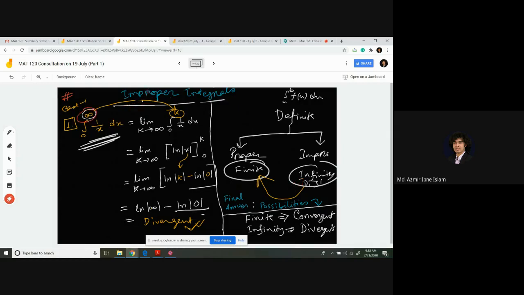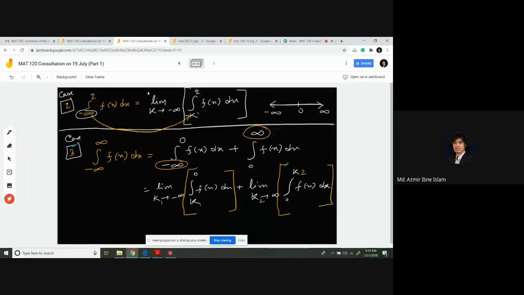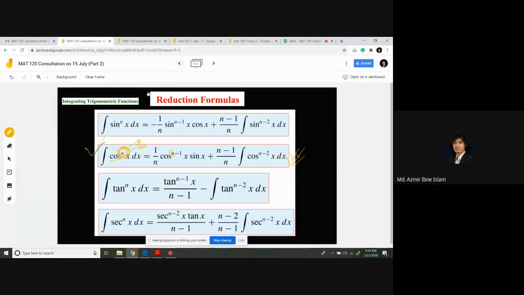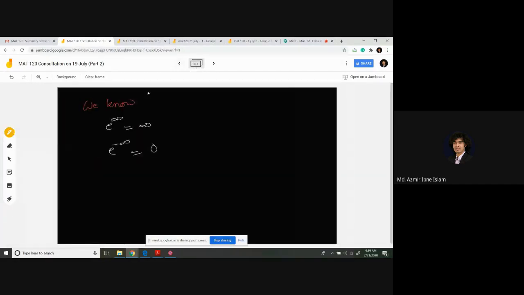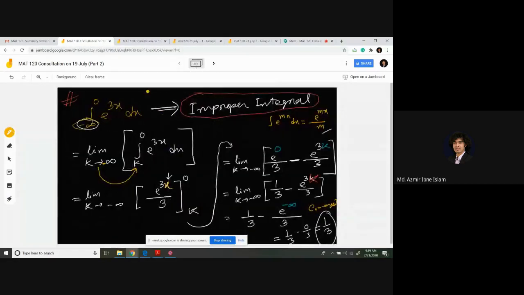Where we have infinity, we have to take k or any variable, a, b, c, d, whatever you like, but that should come with the limiting concept. Where we have infinity, use limit k tends to infinity. Where we have negative infinity, use k tends to negative infinity. Where we have negative infinity and positive infinity, we use the same concept. And we solved another problem in the last consultation, where we have negative infinity, we are using k tends to infinity. Is that okay? Yes, sir.